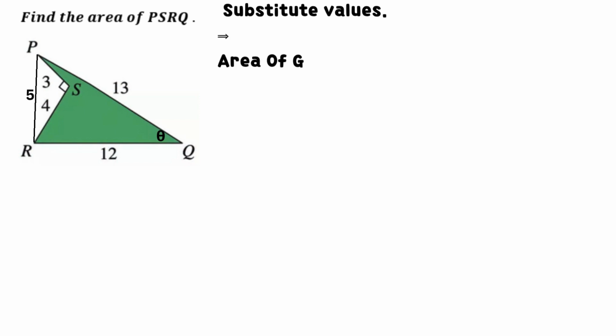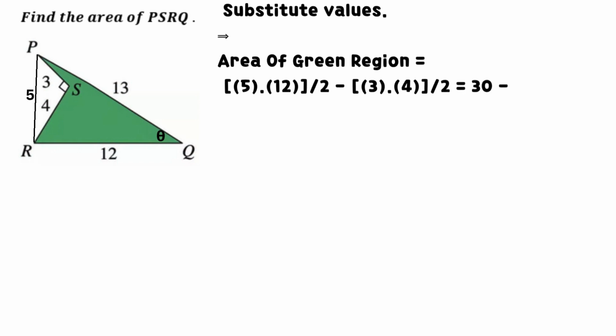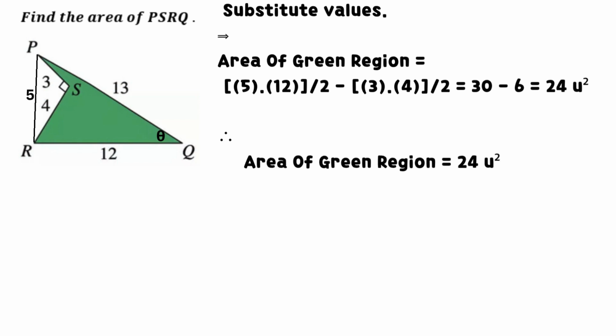Substitute values. We have that the area of the green region equals half the product of 5 and 12 minus half the product of 3 and 4, which equals 24 square units. Therefore, the area of the green region equals 24 square units.